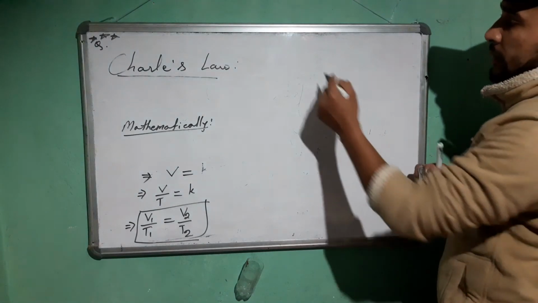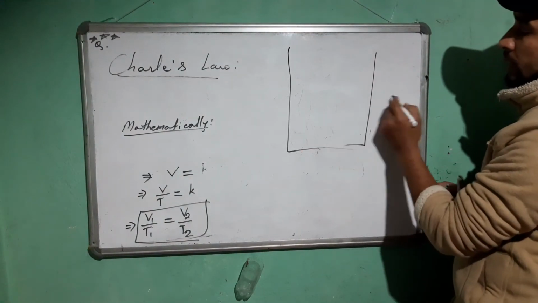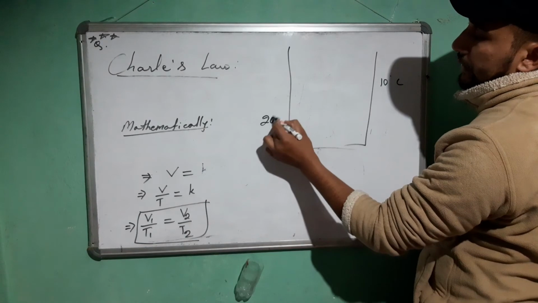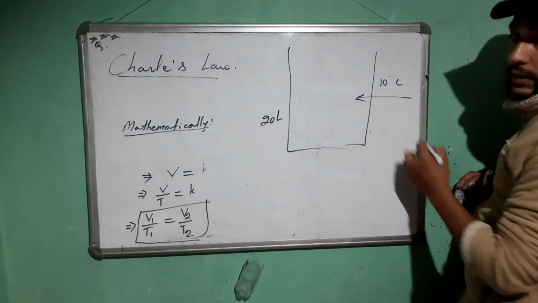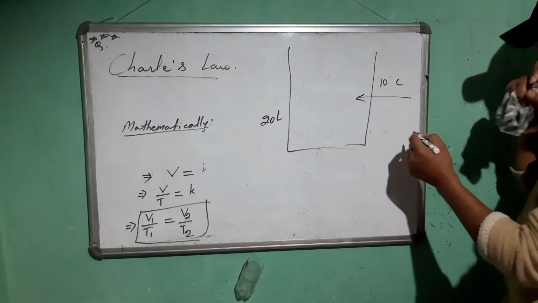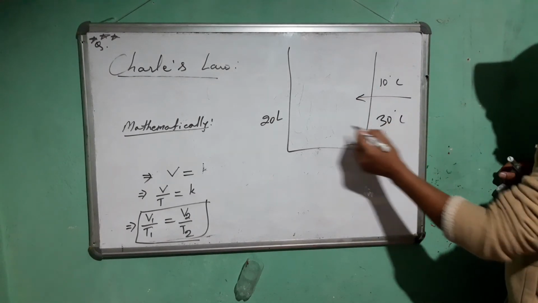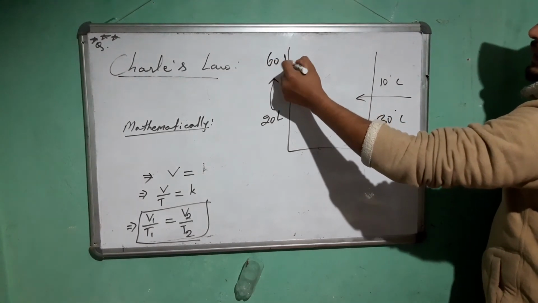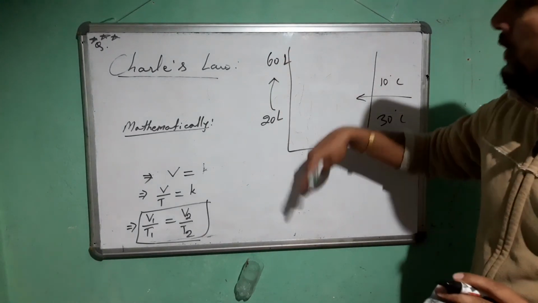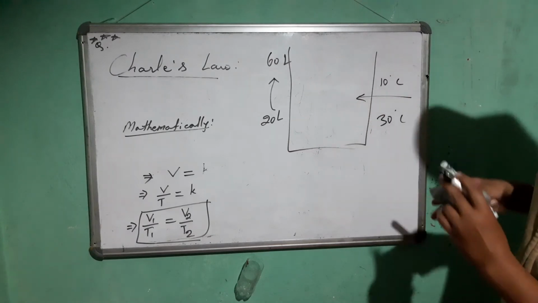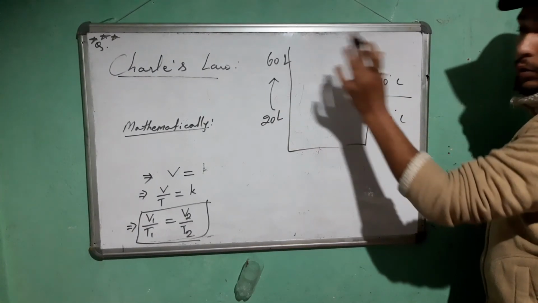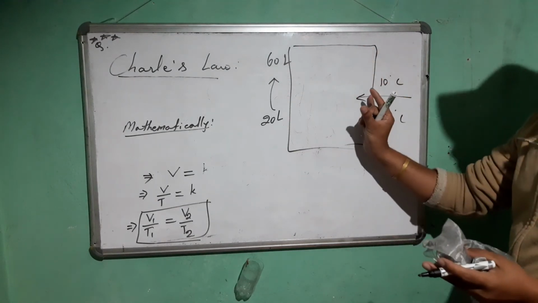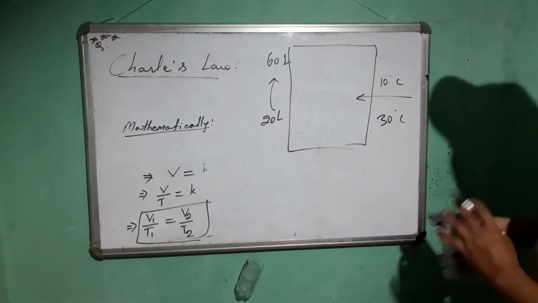In simple language, if you have some gas here, right now it is at 10 degrees Celsius. Its volume is say 20 liters. If you heat this gas, if you raise its temperature to 30 degrees Celsius, then volume will also increase and it might reach nearly 60 liters, just an approximation. I mean to say, with the increase of temperature, volume also increases, provided the pressure of this gas is kept constant.